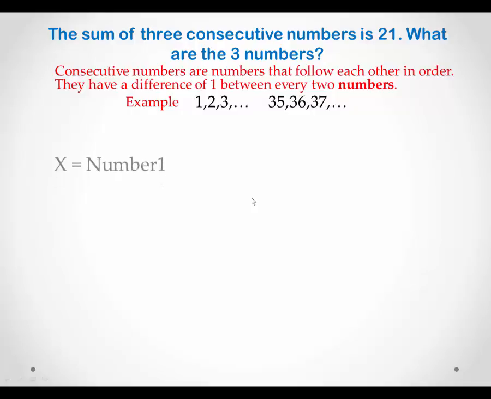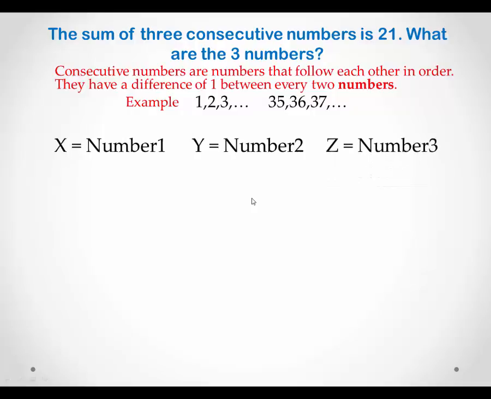We're going to need three variables for this problem: x, y, and z. Now for the equation we're going to formulate, remember the sum of three consecutive numbers is 21. What are the three numbers? The equation we're going to use is 3y equals 21. There's a reason why we choose y as a variable, as you will see later.